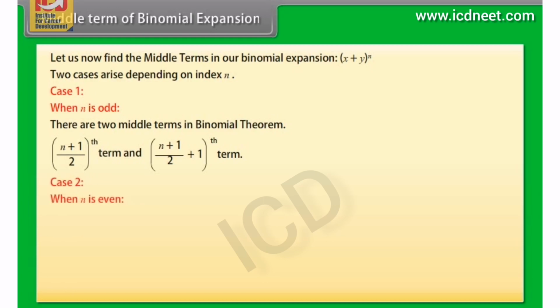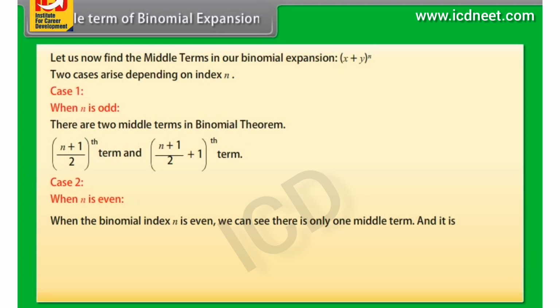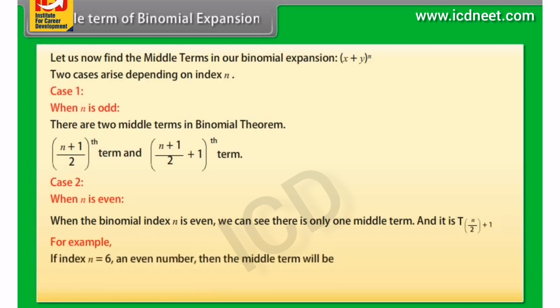Case 2: when n is even. When the binomial index n is even, there is only one middle term, and it is T_(n/2 + 1). For example, if index n is equal to 6, an even number, then the middle term will be T_(n/2 + 1) equal to T_(6/2 + 1) equal to T_4.